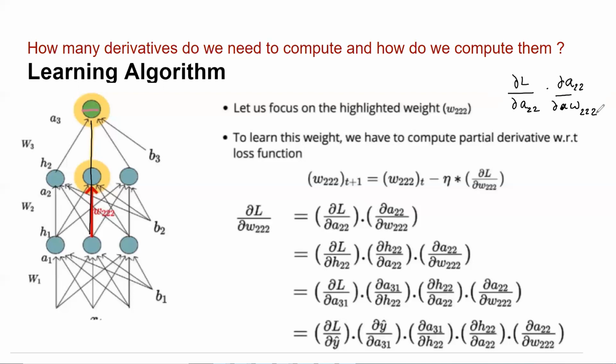So this will give you y cap, right? Once you have computed the y cap, you will do the loss calculation. Now what I want is you give me the calculation for dL by dW222, because if I want to update this weight W222, I need to compute first of all the partial derivative of the loss with respect to this weight, right?